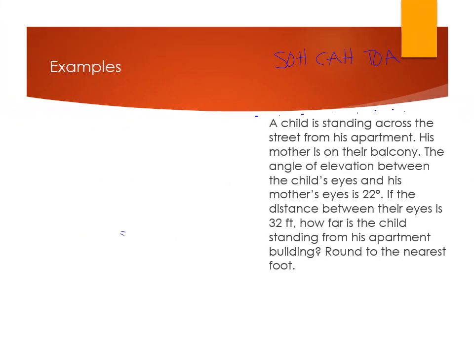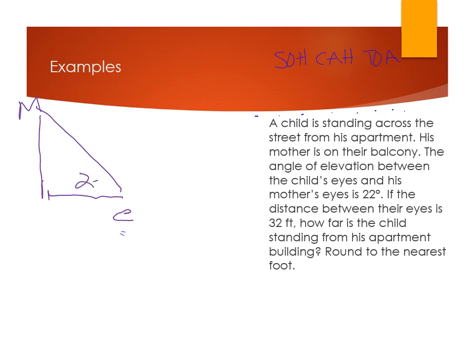All right, so let's look at an example. I have a child standing across the street from his apartment. And so here's the apartment building, and I want to see drawings on all of your homework if there isn't one already there. Okay, so here's my child, and his mom is on the balcony. And it says that the angle of elevation between the mom's eyes and the child's eyes, or the child's eyes and the mom's eye, is 22 degrees.